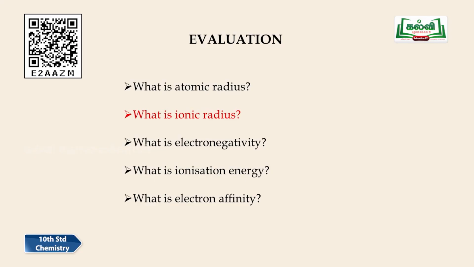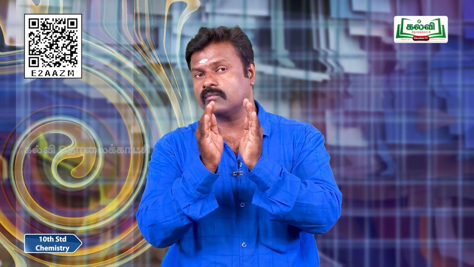Next is, what is ionic radius? Already you know what an ion is. An ion is a charged particle, may be positive or negative, right? If you remove an electron or if you add an electron, it becomes an ion. Always remember, a positively charged ion is a cation. The size of a cation is always smaller than the neutral atom. Why? Because more protons attract fewer electrons in a cation.